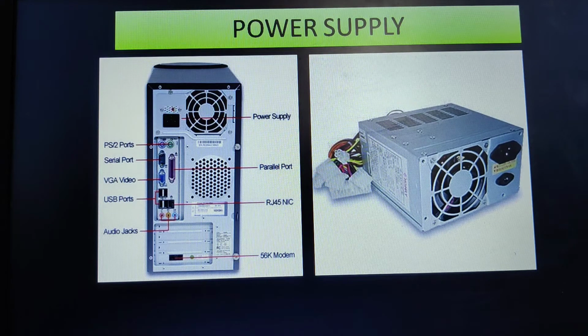Then SMPS usually needs around 300 watts for a modern computer system. Usually, if it is a PC, the SMPS would convert almost 230 volts of alternating current to direct current of 5 to 12 volts DC.